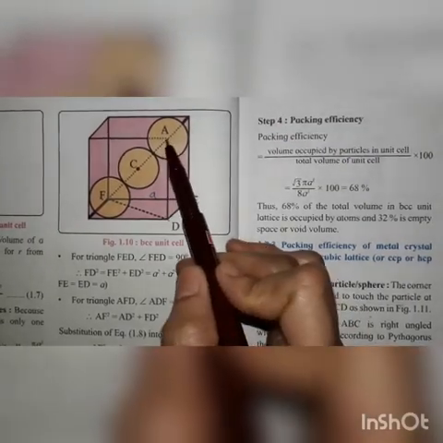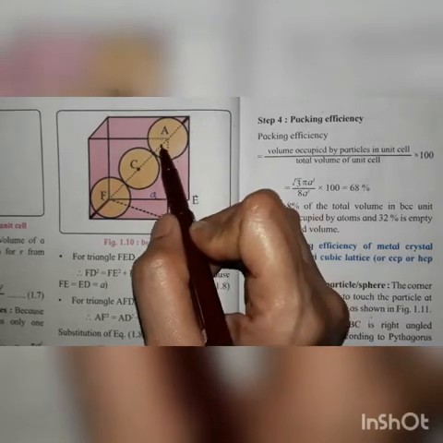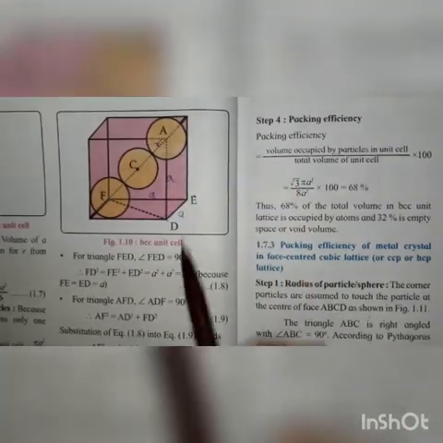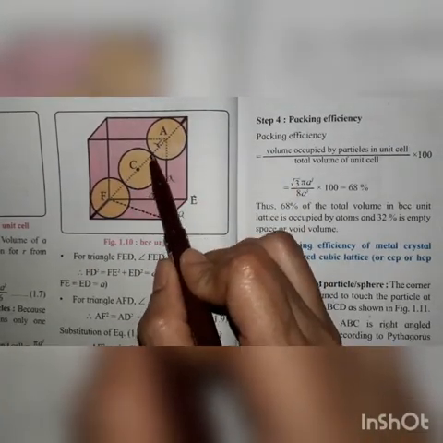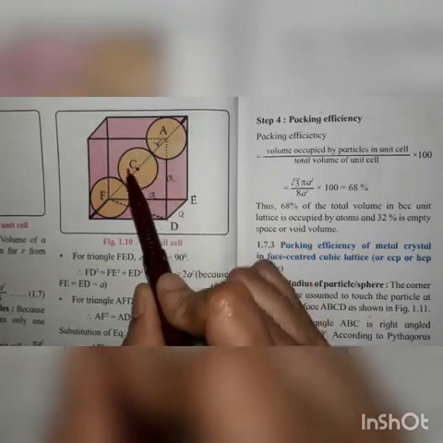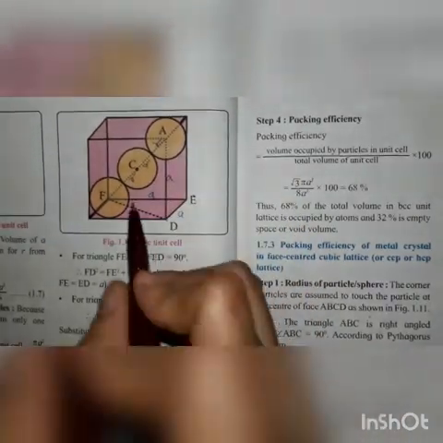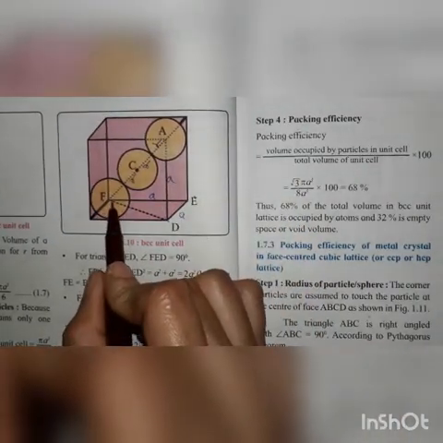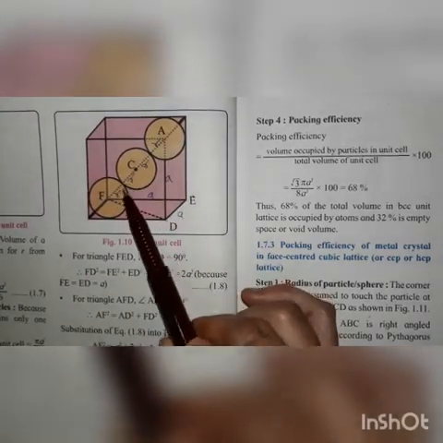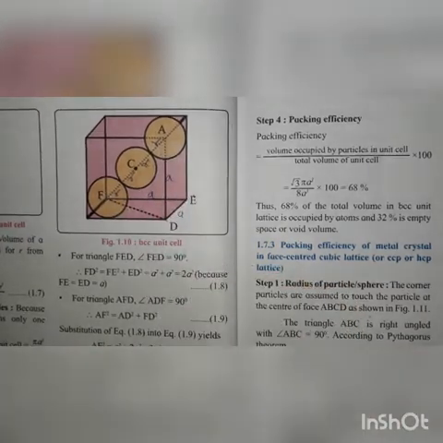Now you can see AF, from this point A to F. How many radii are there? This is one radius, the radius of this corner particle, so here I write R. Then here 2 radii are there, meaning the diameter. This is the center particle, completely present inside the body. Then here one more corner particle is there, so here also one radius is there. So R plus R plus R plus R, 4R. So AF is equal to 4R.